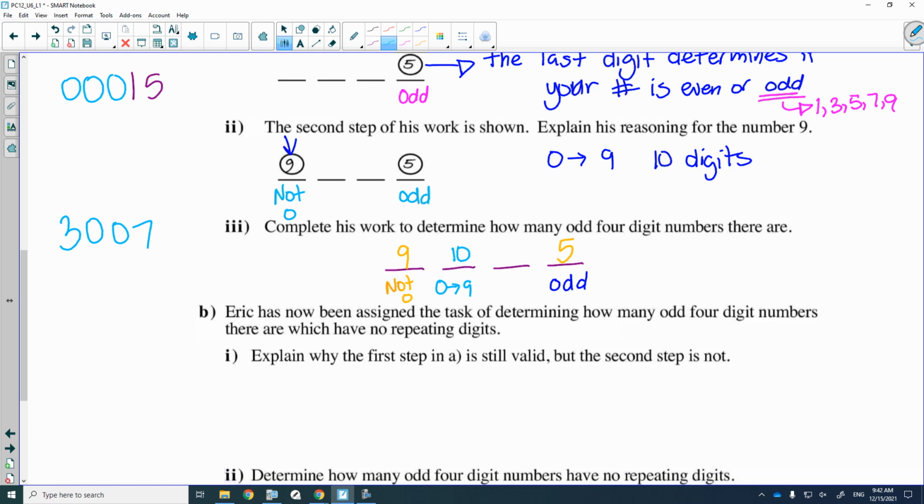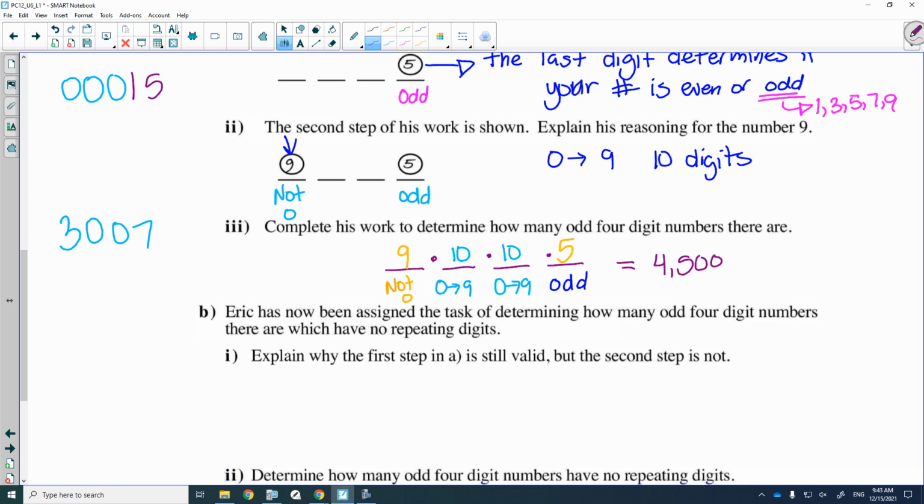And then same with the third stage. My choices are 0 through 9, 10 digits. To calculate how many odd 4-digit numbers exist, you multiply those together and you're going to get 4,500 odd 4-digit numbers.